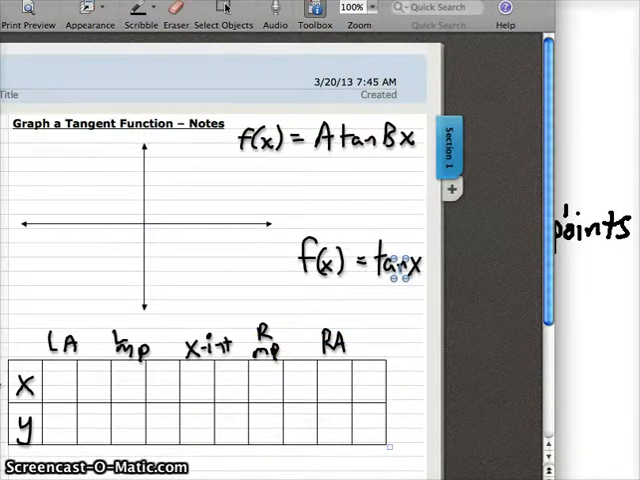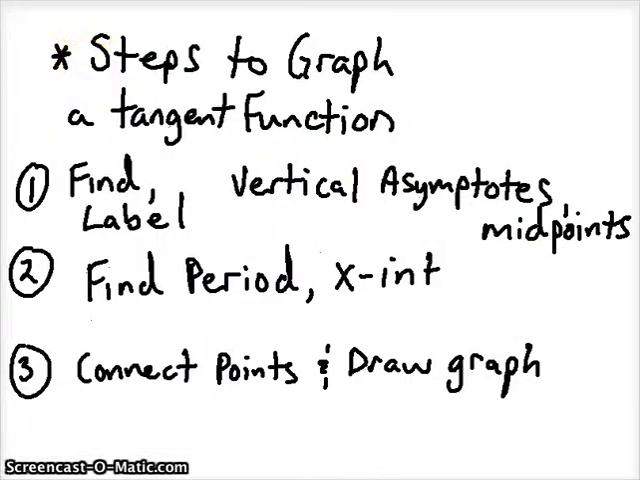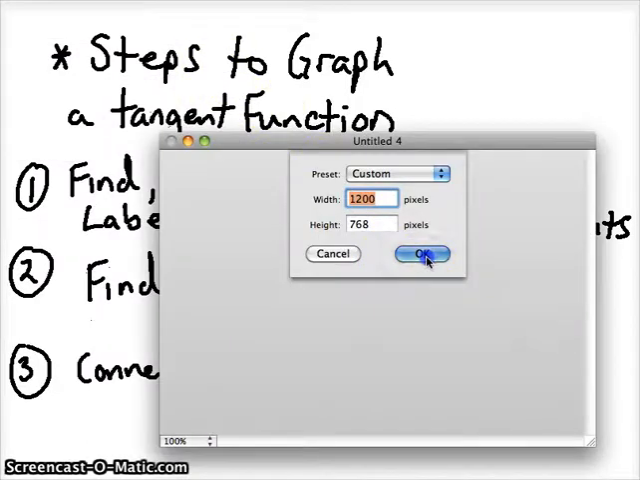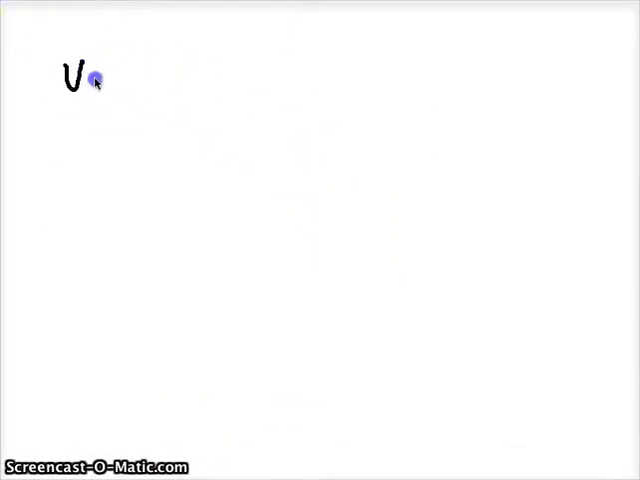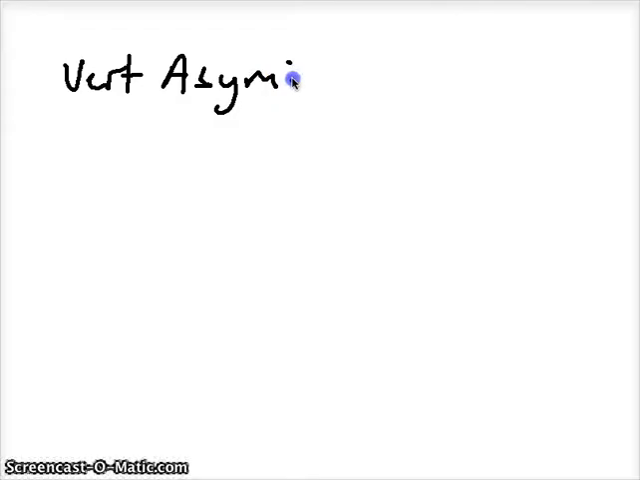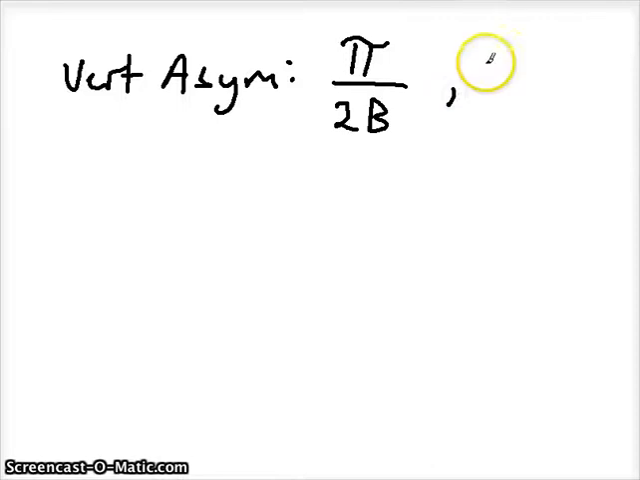To find the vertical asymptotes, we're going to use the following equation: pi over 2b. And that will always be the same for every tangent function. So we're going to have the positive one. We're also going to have the left side or the negative value. So you can evaluate it like that.